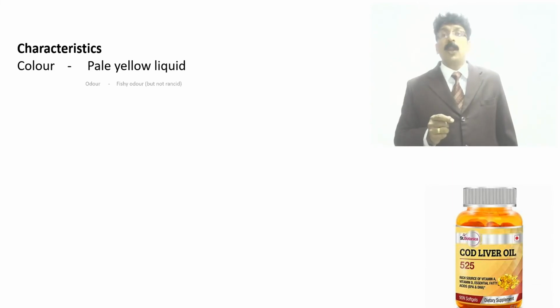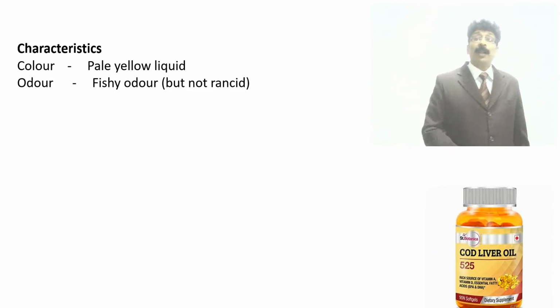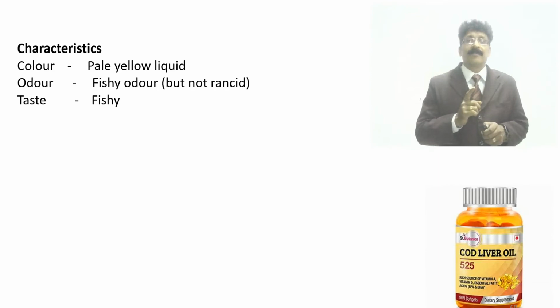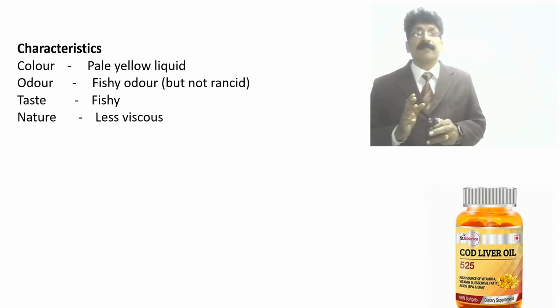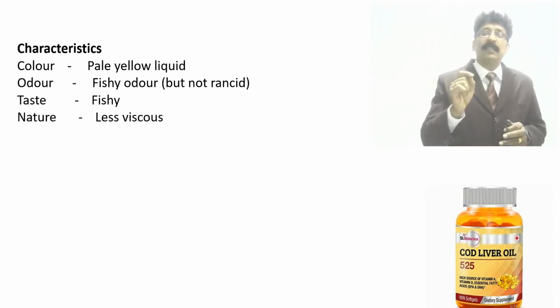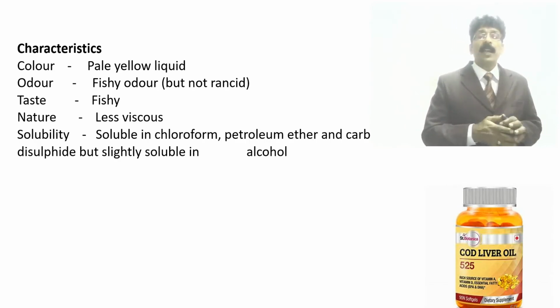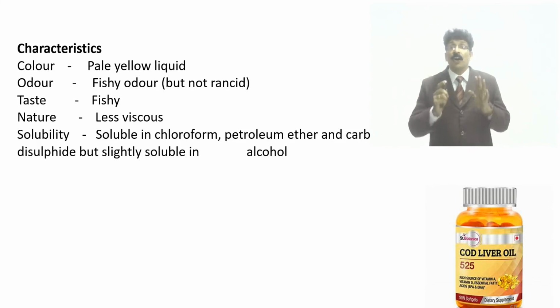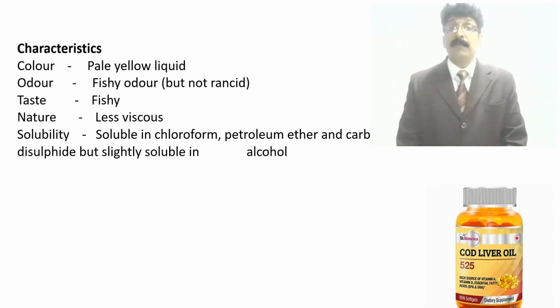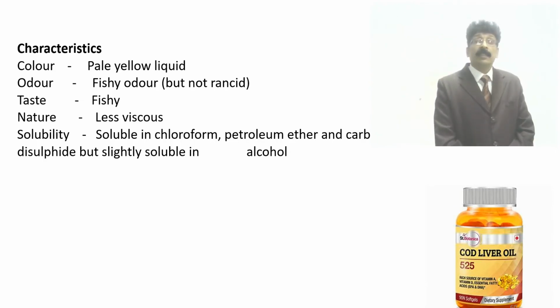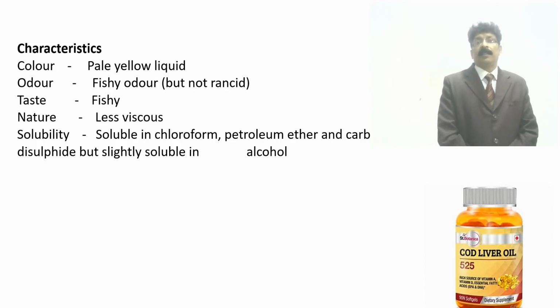Color: pale yellow liquid. Odor: fishy odor but not rancid. Taste: fishy. Nature: less viscous. Solubility: soluble in chloroform, petroleum ether and carbon disulfide, but slightly soluble in alcohol.